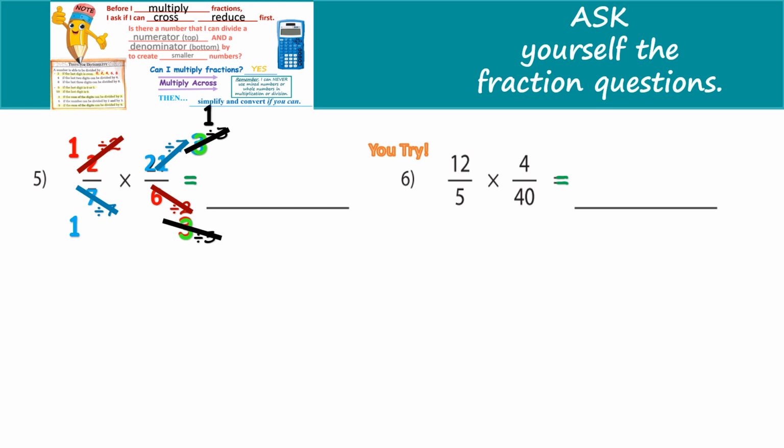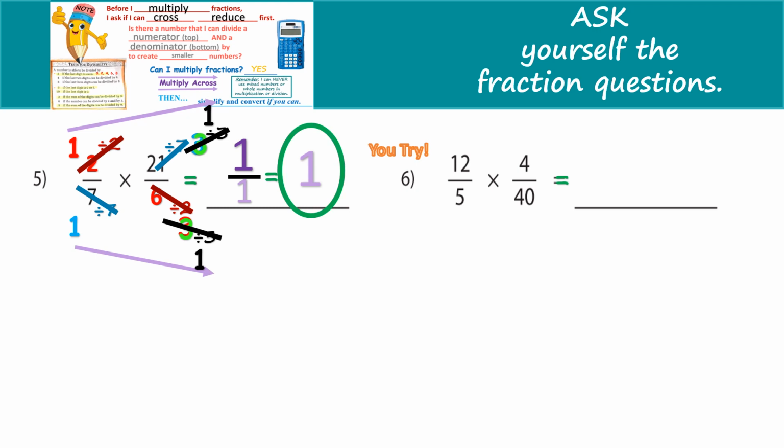So wait a minute. What I'm left with in my final step, when I've reduced as far as I possibly can, I have 1 times 1, which is 1, and 1 times 1, which is 1. Well, what is 1 over 1? It's just 1. So your final answer, you just make it a whole number of 1. All right, so I want you to try number 6. Pause the video, come back, check with me. Make sure you got this before we move into the next one.